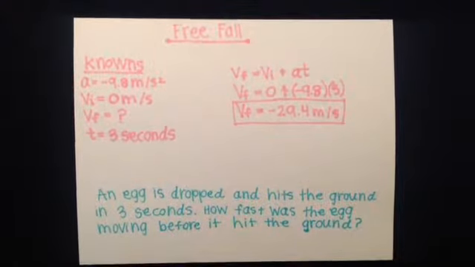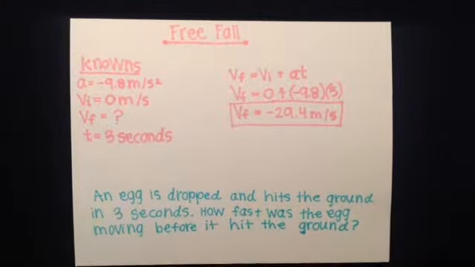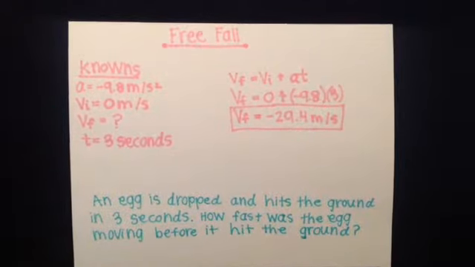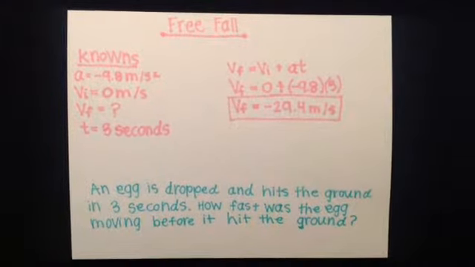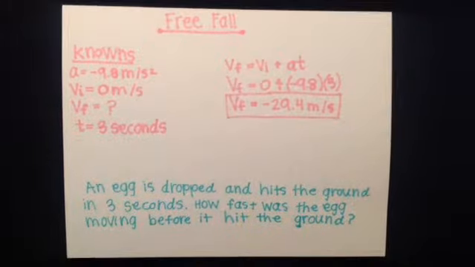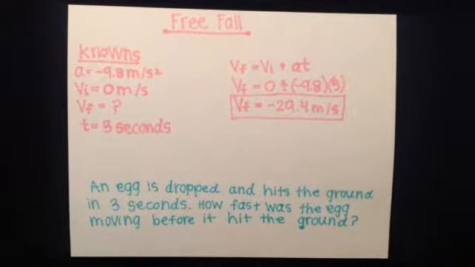As you can see from the equation, we do 0 plus negative 9.8 as the acceleration multiplied by 3, which is the time. And then we get an answer of negative 29.4 meters per second. The answer is going to be negative because the object is falling.